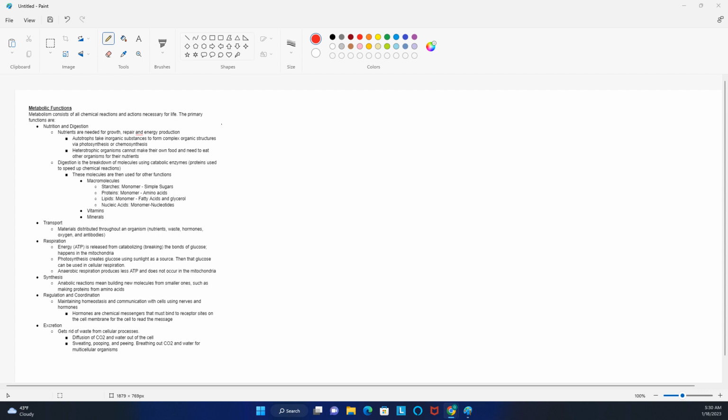So, we're going to start off with nutrition and digestion. Nutrition is the molecules that are needed for growth and repair, as well as energy production. Autotrophic organisms need these molecules in order to make glucose. Heterotrophic organisms get it from eating, and so they eat other organisms and break down their nutrients. Digestion is using enzymes, which is a protein, in order to break down molecules in what's called a catabolic reaction.